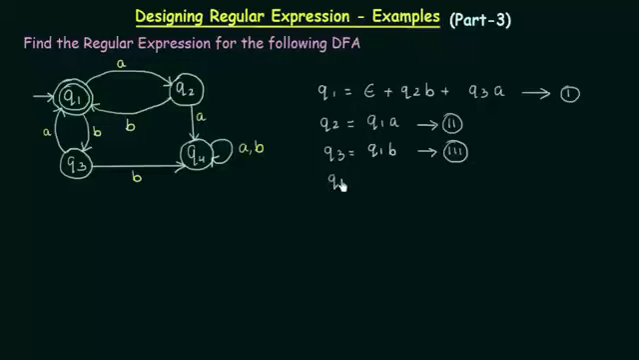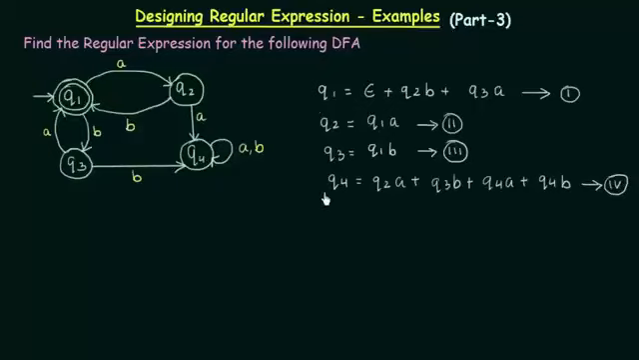And let's do the same thing for Q4. In Q4 we see that there are incoming transitions from Q2, Q3 and also from Q4. Let me first write the one for Q2: it comes with input A, so Q2A, plus from Q3 it is coming with input B, Q3B, and for Q4 it is coming with both input A and B. So we write Q4A plus Q4B. So this is equation number 4.